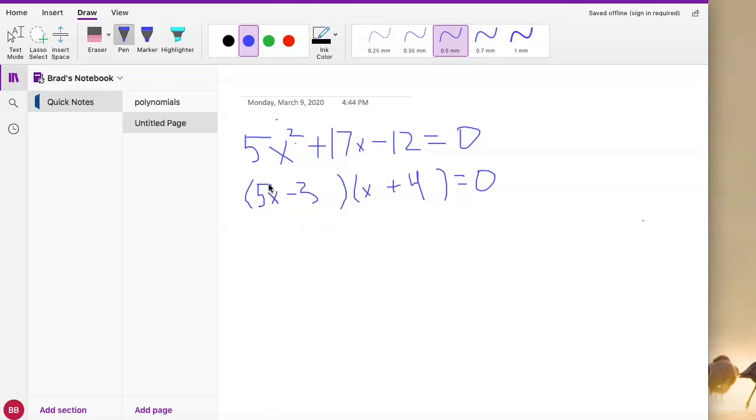It says we multiply this stuff out, right? 5x times x is 5x squared. 5x times 4 is 20x. And then we have a minus here, right? Minus 3 times x is minus 3x. So we combine those two together, the 20x and the minus 3x, we're going to get 17x. That looks good up here. And 3 times 4, a little negative thrown on there, is 12, right?